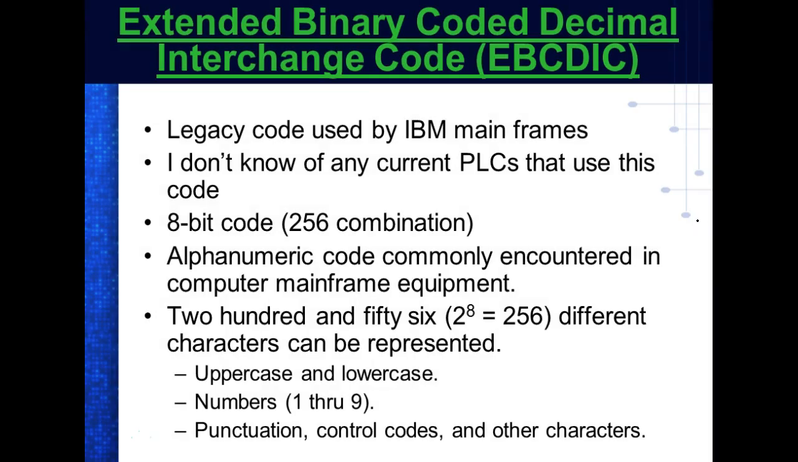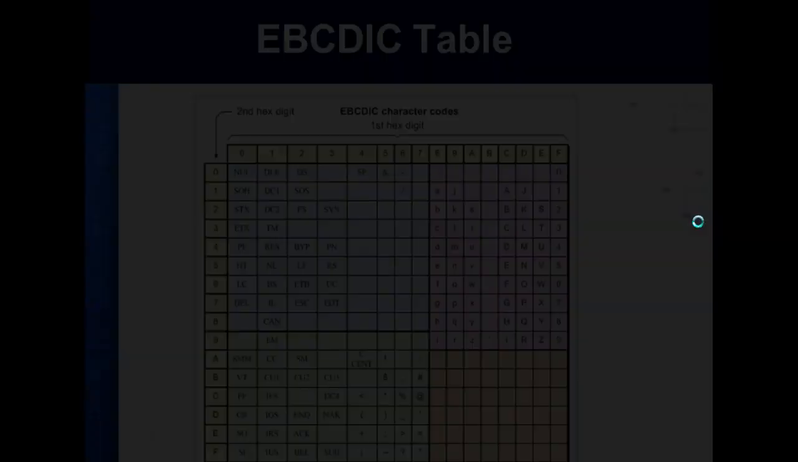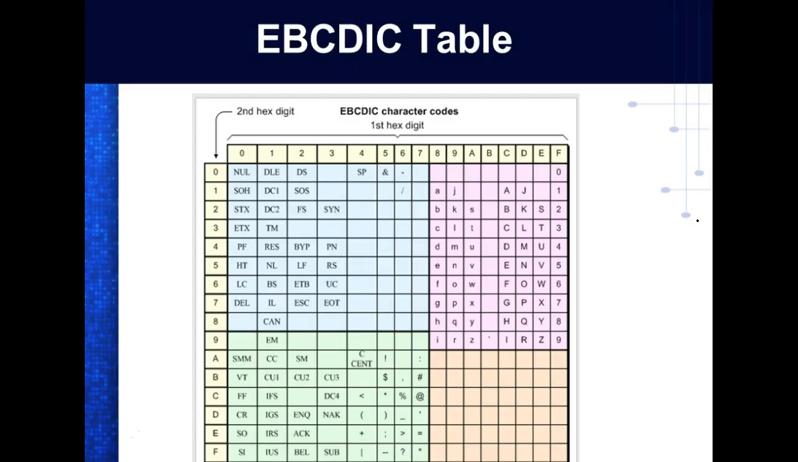This is a legacy code used by IBM for mainframes. I don't know of any current PLCs that use EBCDIC. It's an 8-bit code which gives us 256 combinations. And I think there might be an EBCDIC code in your book. But we're not going to see this. This is not used by any PLCs that I know of, but it was originally used by mainframes. This was one of the first codes that they came up with to represent letters. This is the EBCDIC chart.